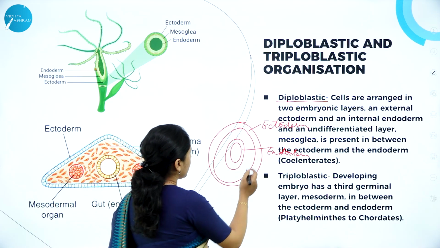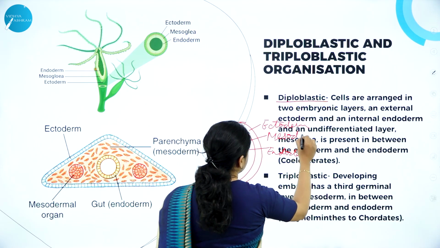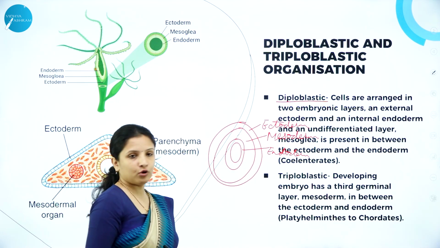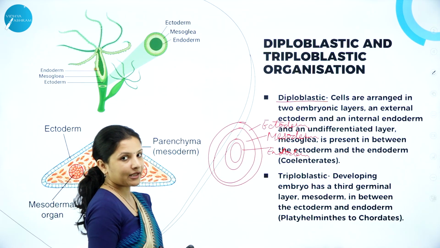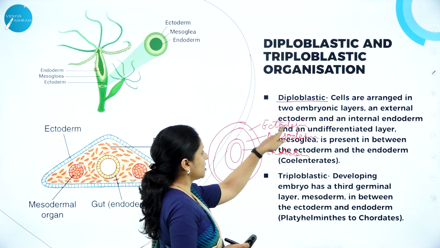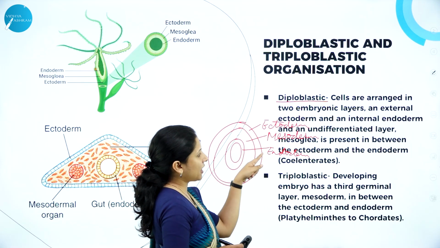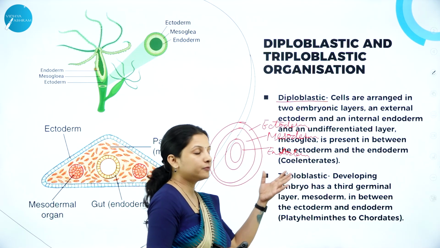Now in between, if there is one more layer, that is the mesoderm, the middle layer of cells, then we call it triploblastic. So therefore, cells that are arranged in two embryonic layers, an external ectoderm and an inner endoderm, we call diploblastic. The best example is coelenterate. So phylum Coelenterata are diploblastic.